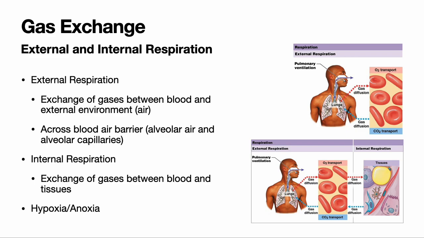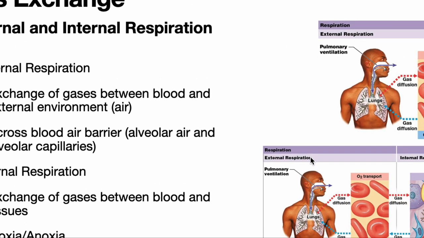Okay, so what about the gas exchange part though? So again, external respiration is the exchange of gases between blood and the external environment, air, and the movement of air into the lungs and into the alveolar space is going to be really important for that. But we then also have to get it across that blood-air barrier from the alveolar airspace into the alveolar capillary. So that's all part of external respiration. But then internal respiration is, okay, how do we get that exchange of gases between the blood and the tissues? And again, I'm just reminding you that hypoxia and anoxia are important here because they describe situations when we either don't have enough oxygen or no oxygen at all.